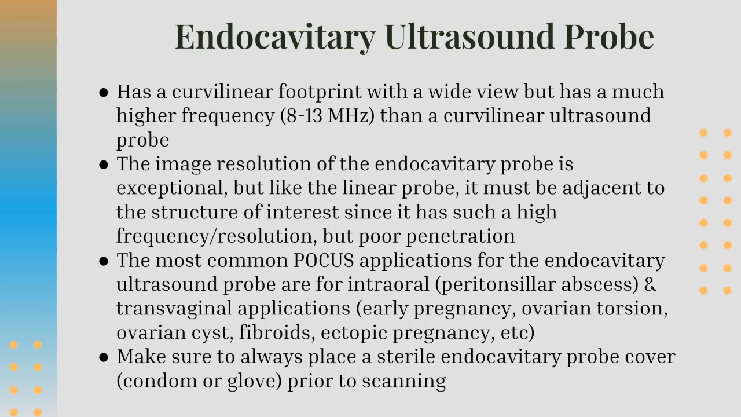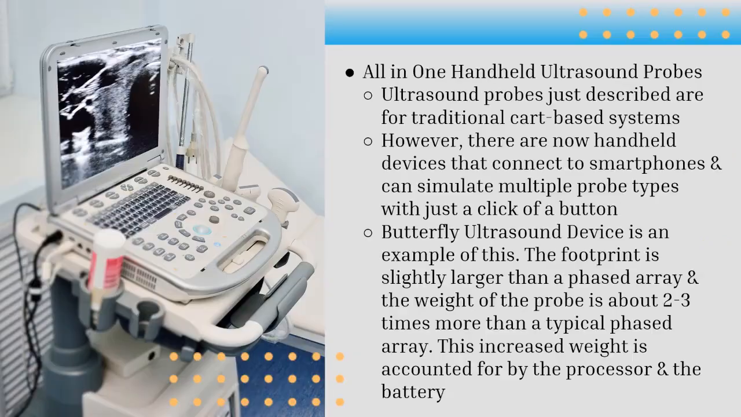The most common POCUS, or point of care ultrasound, applications for the endocavitary ultrasound probe are intraoral peritonsillar abscess and transvaginal applications: early pregnancy, ovarian torsion, ovarian cysts, fibroids, and ectopic pregnancy, etc. Make sure to always place a sterile endocavitary probe cover, condom, or glove prior to scanning.